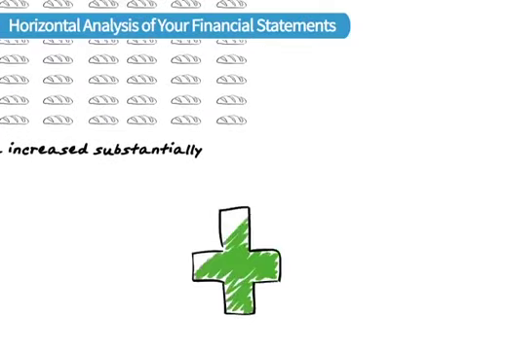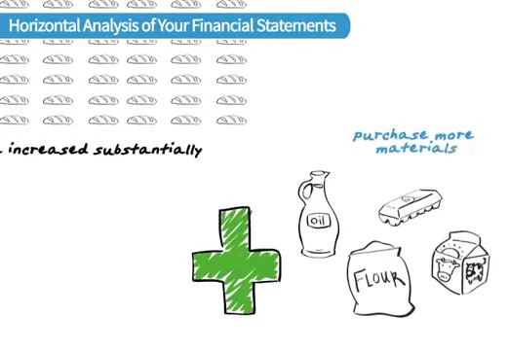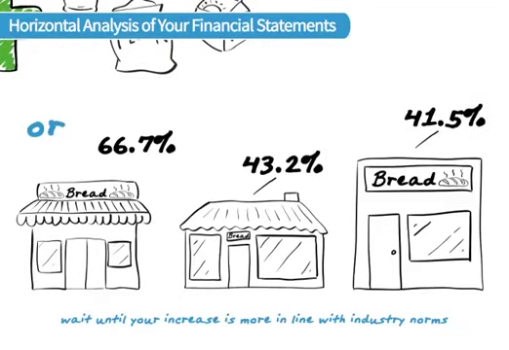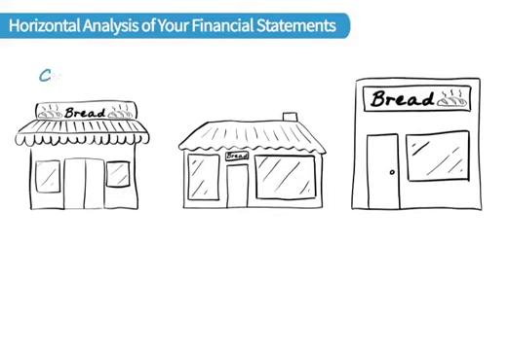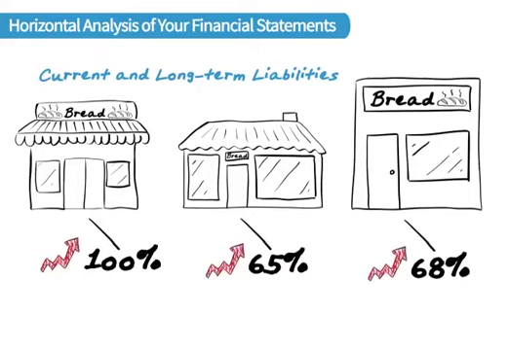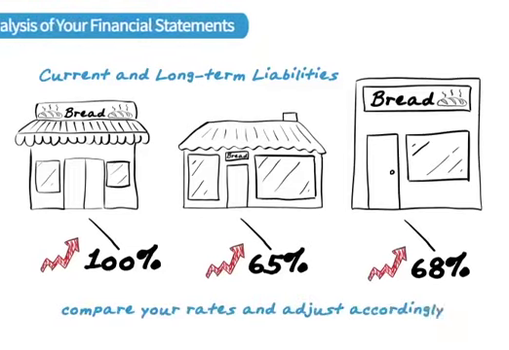Therefore, use it to decide if you should purchase more materials or wait until your percentage increase is more in line with general industry norms. Notice how your current and long-term liabilities have increased 100% from year to year, too. This means you may have spent a lot of money on inventory. Compare these rates to what's normal for your industry and adjust accordingly.